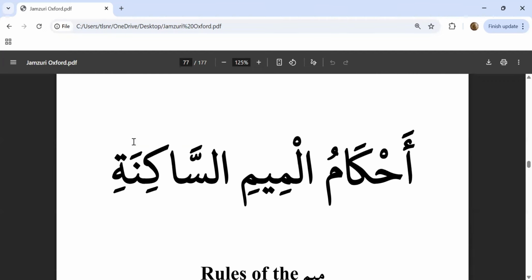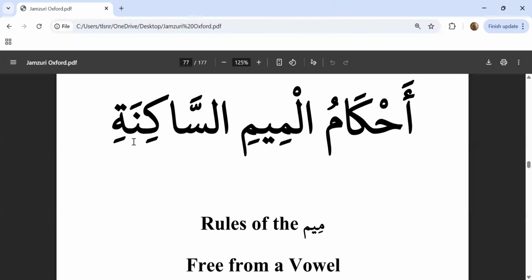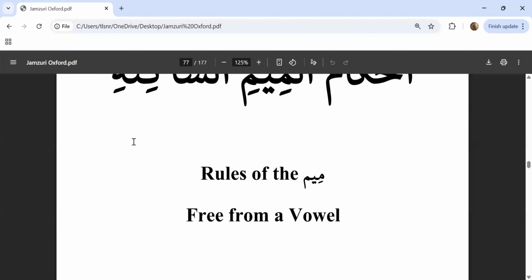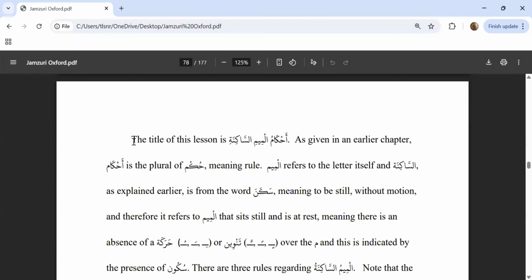Okay, so what we're going to do is jump right into the next chapter. So we have the ahkam, the rules of the meem sakina. Again, we were looking at the chapter before the previous one for the rules of noon sakina. Now we'll take a look at the three rules for the meem sakina. Again, the rules of the meem when it is free from a vowel, free from a haraka.